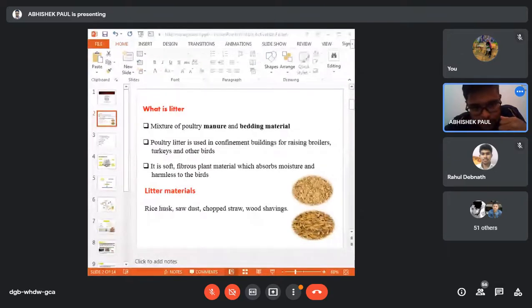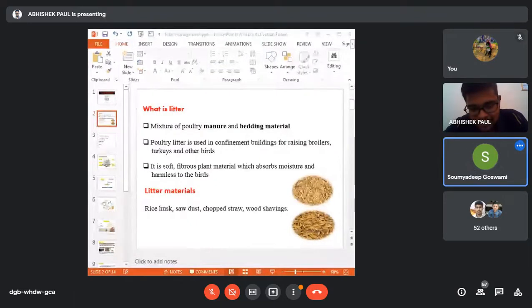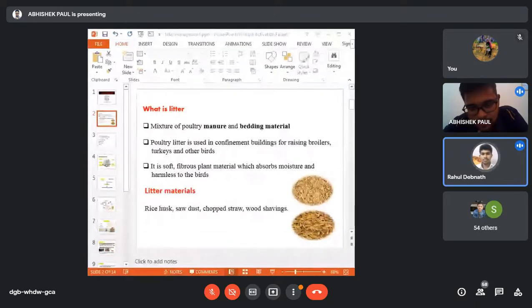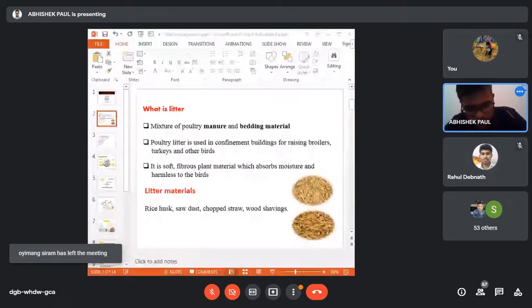Now, why is management of poultry litter important? Can anyone tell me why it is important? Sir, to remove toxic gases like ammonia. If you don't manage it, then some pathogens can grow. To prevent the infection of coccidiosis. Okay, very good, Somadev. Can anyone else add something more?